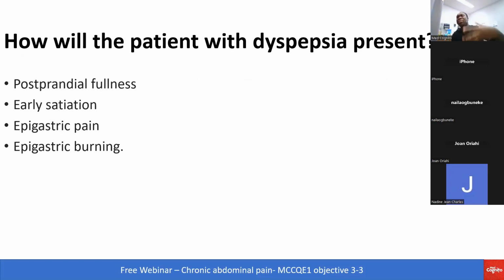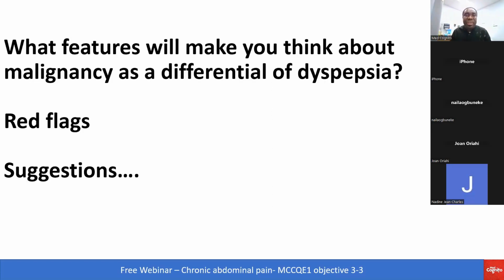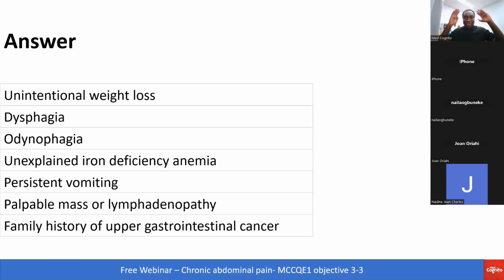Most of the time, a patient with dyspepsia will not present with weight loss and the rest. However, there are things we call red flags, and because red flags point to other things, naturally a patient with dyspepsia should not present with dysphagia or odynophagia. Dysphagia is difficulty swallowing. Odynophagia is painful swallowing. They should not naturally present with unintentional weight loss.